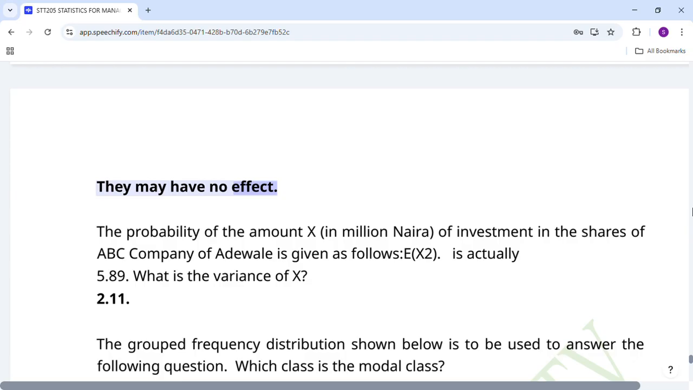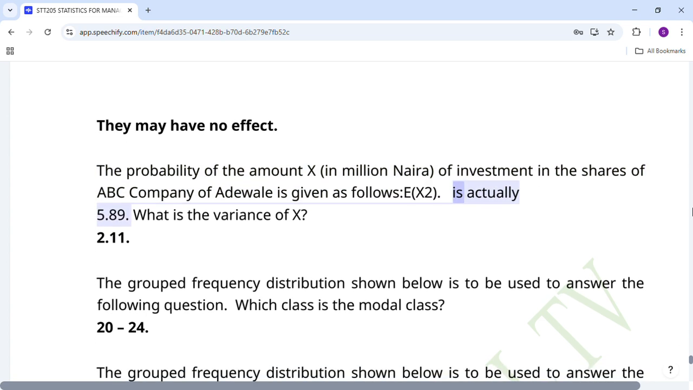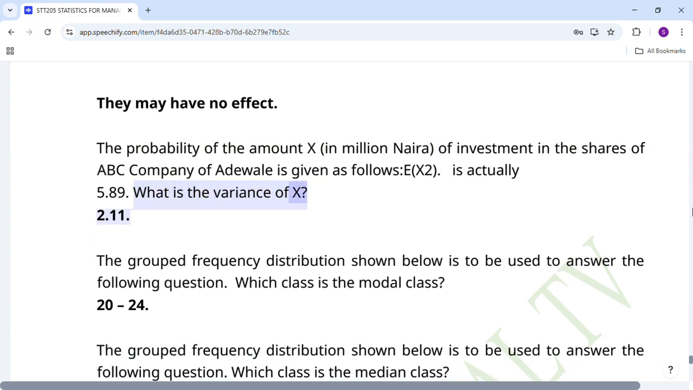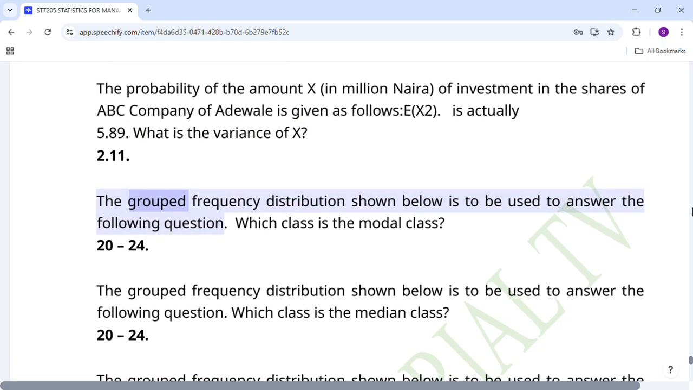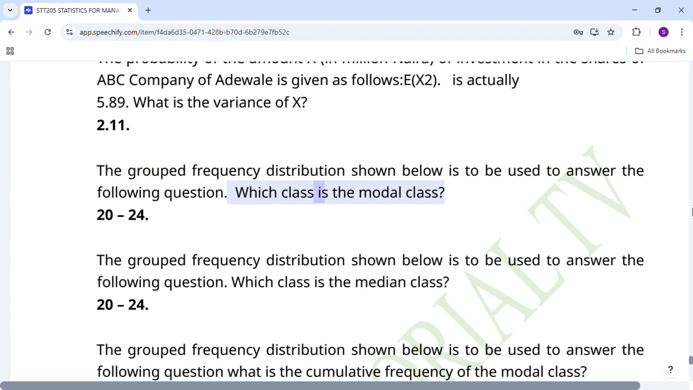The probability of the amount X, in million naira, of investment in the shares of ABC company of Adewale is given as follows. E(X²) is actually 5.89. What is the variance of X? 2.11. The group frequency distribution shown below is to be used to answer the following question. Which class is the modal class?